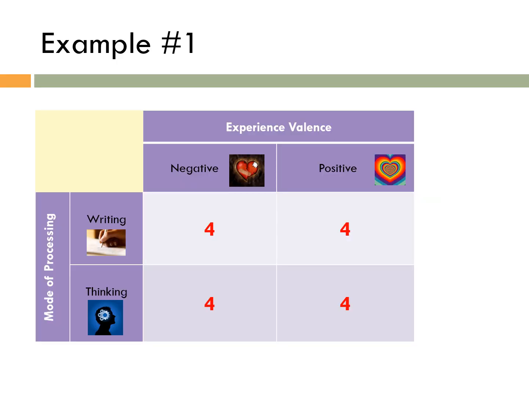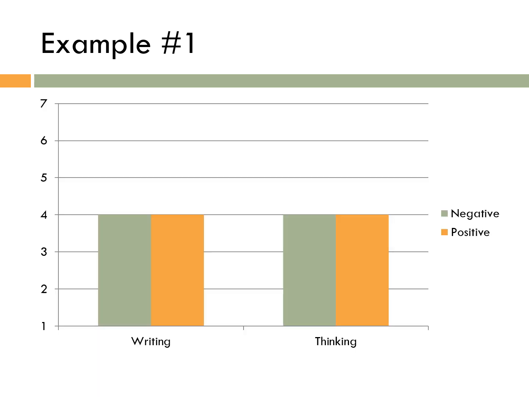Here it is. This is pretty basic. Everything is a 4 for well-being. So when you're writing about a negative experience, you're getting a 4. When you're thinking about a negative experience, the average score is a 4. No matter what situation you're in, the average well-being is a 4. So let's check all of the different effects. This is a visualization of how this looks in a graph. 4 across the board, whether you're thinking or writing. Okay, we're good so far.